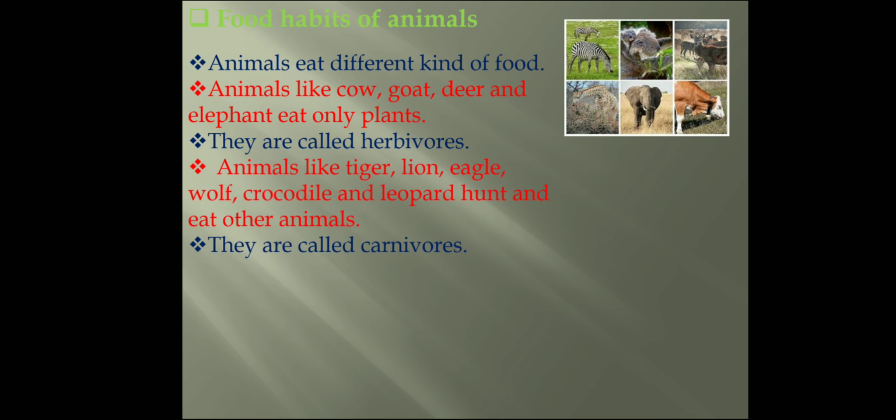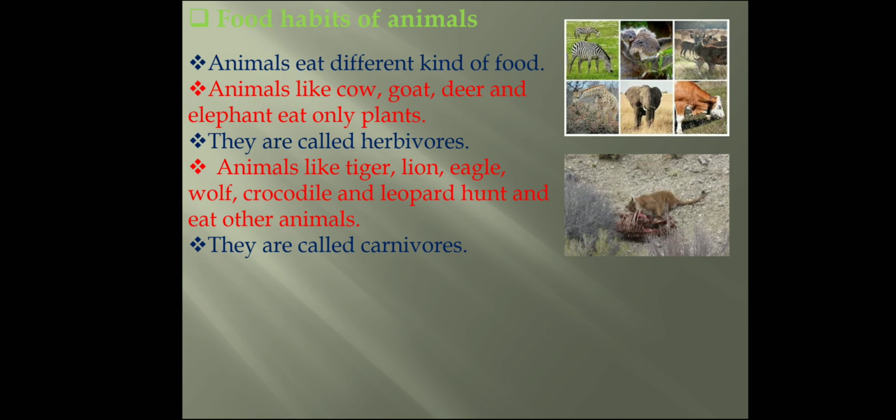Now, animals like a tiger, lion, eagle, wolf, crocodile, and leopard hunt and eat other animals. Animals like a tiger that live in the jungle hunt other animals and then eat them, and they are called carnivorous. So animals that eat plant products are herbivorous, and animals that hunt other animals and eat them are carnivorous.